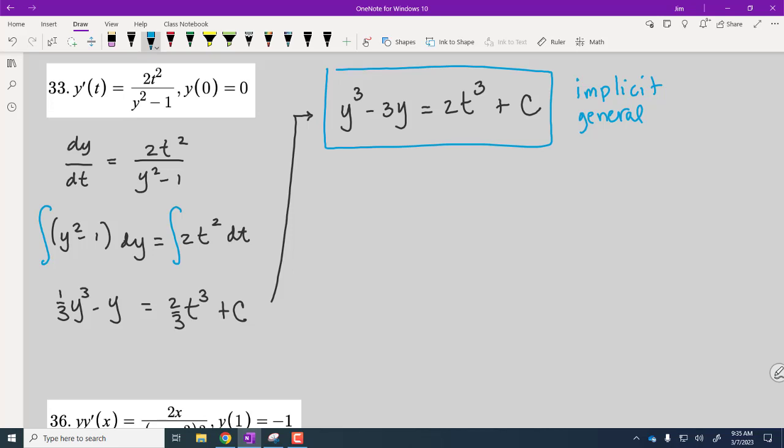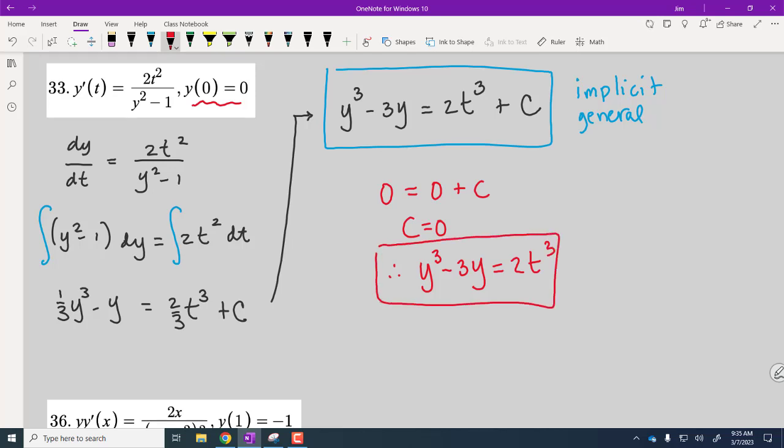The initial value that they give us, let's go ahead and fiddle with that. They say that when y is 0, t is 0. Well, that gives us that c is 0. So therefore, the particular solution, the solution particular to this initial value, is right there. So this is an implicit particular solution. And that's as good as we can do.